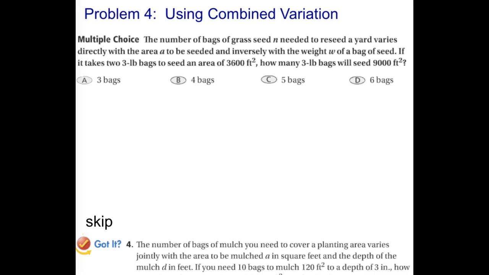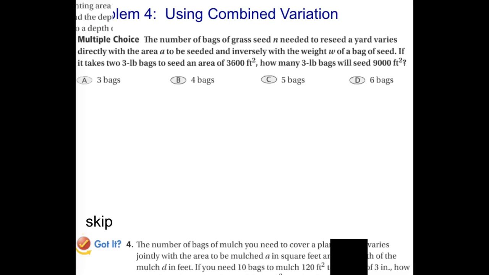So we're going to look at one that has multiple variables here. It says the number of bags of grass seed N needed to reseed a yard varies directly with the area A to be seeded and inversely with the weight W of a bag of seed. Now before we get into all the specifics, the numbers they're giving us that will help us figure out our K value, let's just set up our equation.